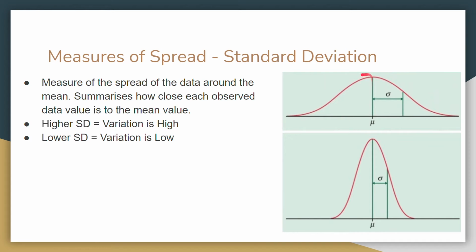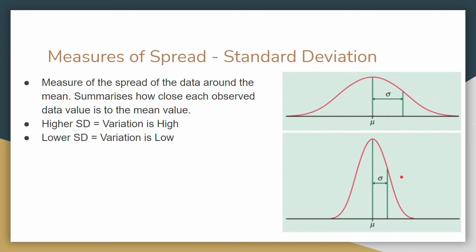If these are all of our observed values, and this is the mean of those values, we have a normally distributed data set. The standard deviation is larger compared to the other graph, which has a lower standard deviation. You can see that there are more observed values that vary from the mean. So we have a higher range, and we have more variability in the observed values.